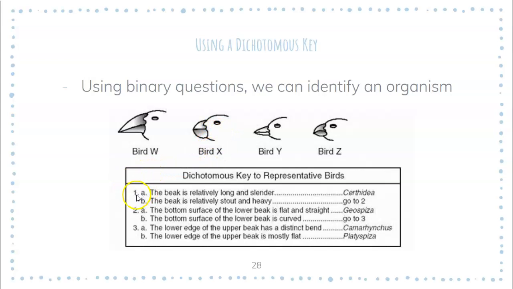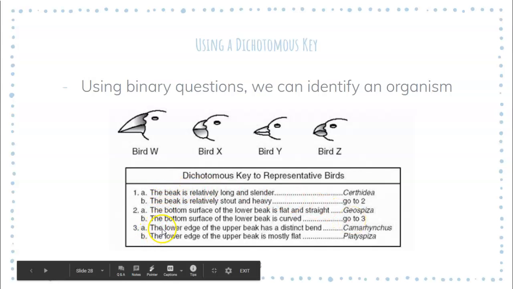You start again back at 1, and you answer the same question. Is it long and slender or stout and heavy? Well, it looks stout and heavy to me, so I'm going to go to question 2. And then question 2 says the bottom surface of the lower beak is flat and straight, or the lower beak is curved. Well, the lower beak is curved to me, so I'm going to go to 3.